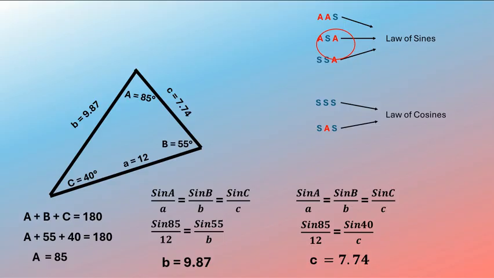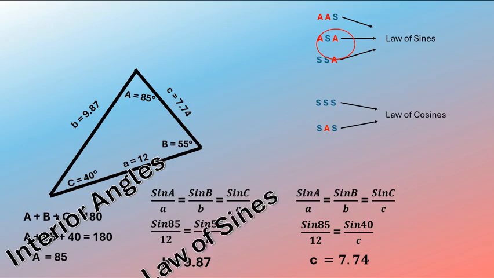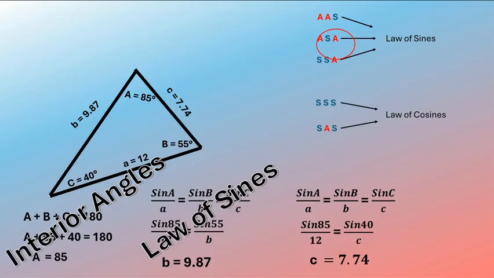And just to review, with an angle-side-angle triangle, you have to start by finding all the angles. Then you can do the law of sines to find the two missing sides.